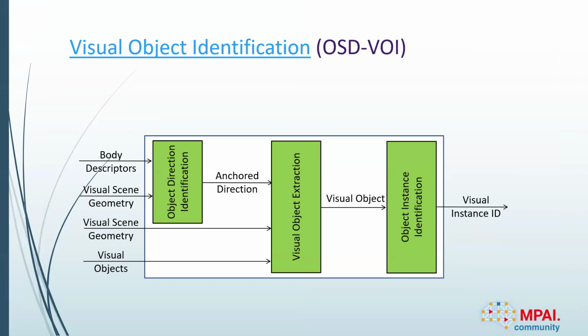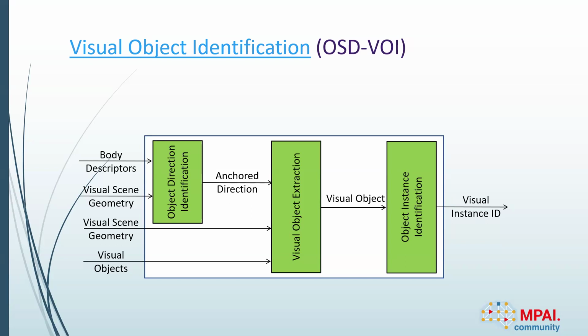There may be visual objects in the current scene. And this module that we're looking at now has the task of identifying them. Identification might be assisted by humans in the scene, for example, by pointing. And for this purpose, the input includes body descriptors, the finger, for instance. Also, in the input are the scene geometry and visual objects not yet identified. The output will then be the identifiers, the IDs of the identified visual objects.